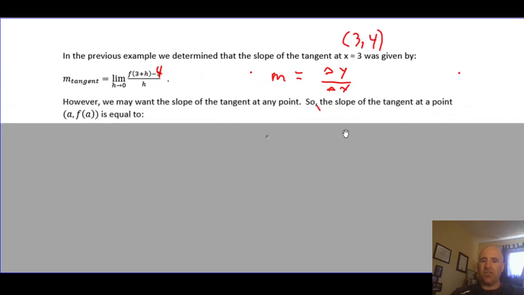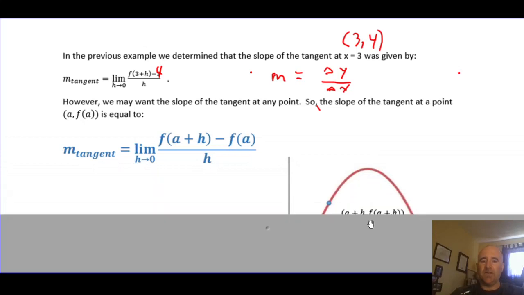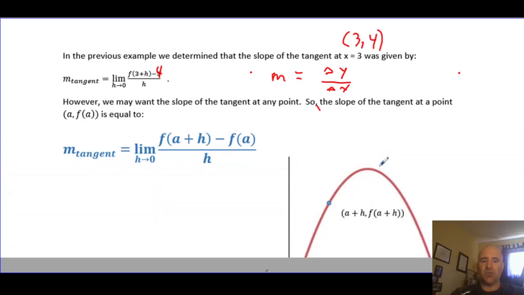Now, obviously, we don't always want to know the slope of the tangent at x equals 3. We want to know it at any point. So instead of saying the point 3, 4, let's replace 3 with a, and then the 4 would become whatever f of a is equal to. And f could be any function. It doesn't have to be the function that we were looking at. That gives us this very important equation right here, which I will try to walk through.